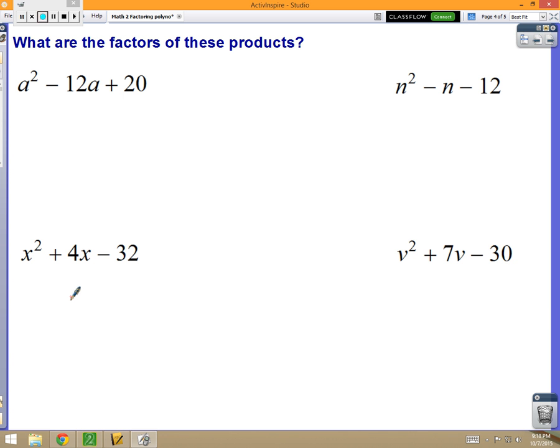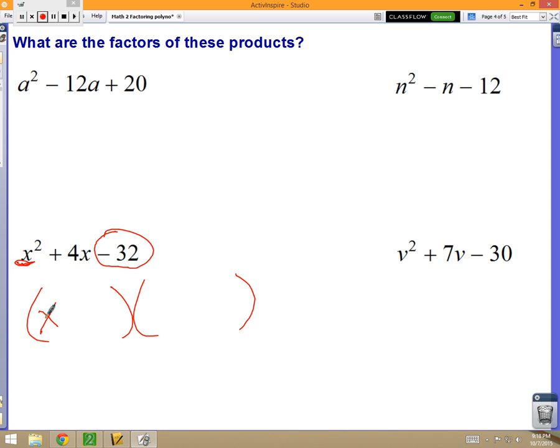Okay, this one. Here we go. Look what we've got. We've got a negative. The only way to times and get a negative 32 is if one of them is plus and one of them is minus. Your middle is positive, so that means when you added them, you must have had more positives than negatives. Okay, this one's pretty easy.